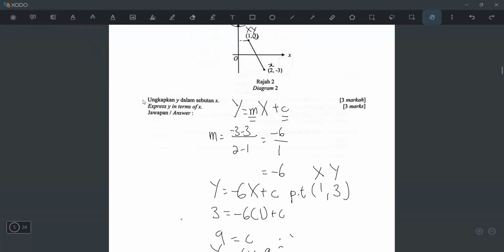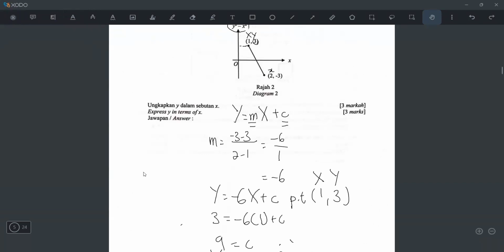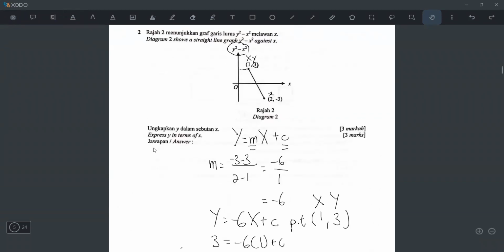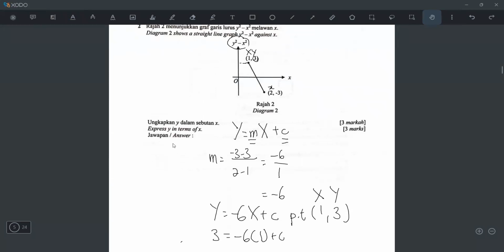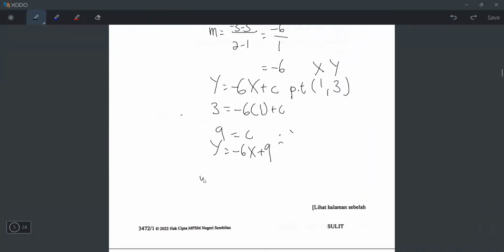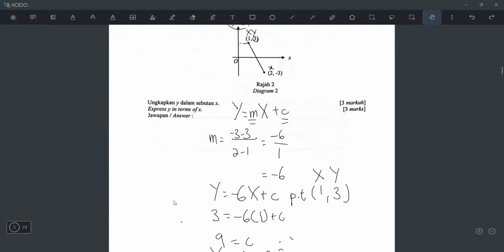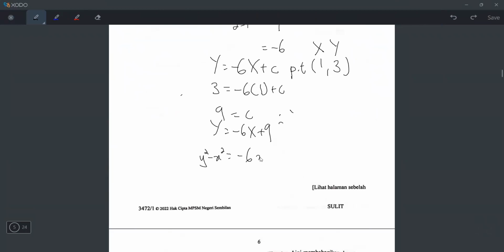But of course, the question asks for small y in terms of small x. So now only you change the axis. The y-axis is y square minus x square, so the big Y you will replace with y square minus x square. This time it is small y, small x. And then negative 6, what's the x-axis? Let's check. It's x-axis. So just write x and then plus 9.